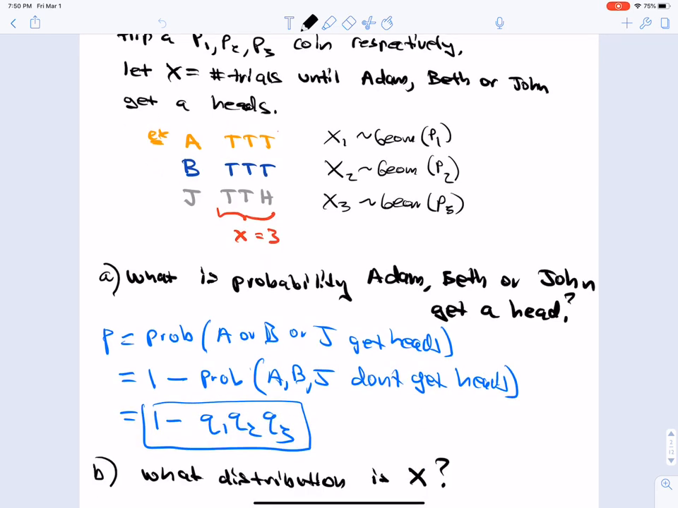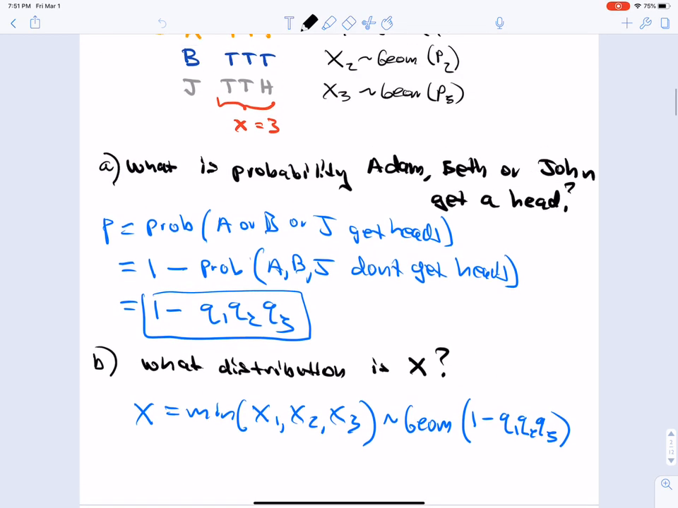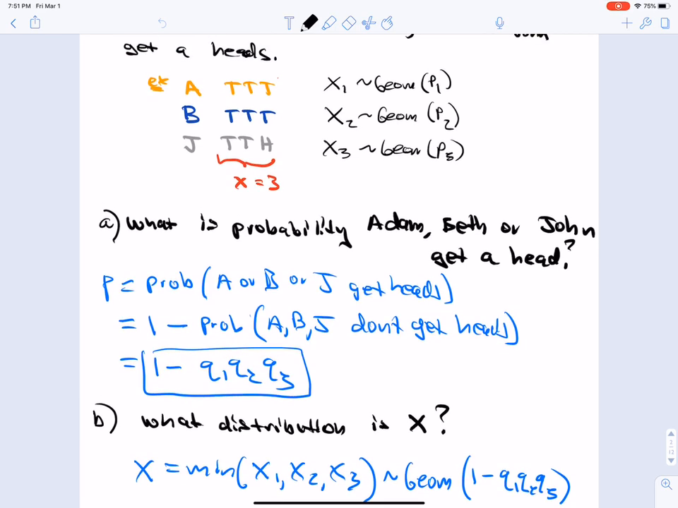So what's the probability that Adam, Beth, or John get ahead? P is the probability that Adam or Beth or John get ahead, which is 1 minus the probability that Adam, Beth, John don't get ahead, which would be 1 minus q1 q2 q3. What's the distribution of X? You can think of it as geometric with 1 minus q1 q2 q3. Every trial, Adam, Beth, and John are all flipping their coin, and you have a success if any of them get ahead, and a failure otherwise.